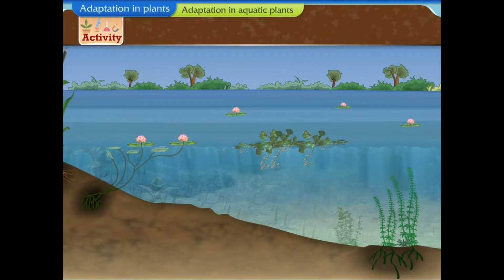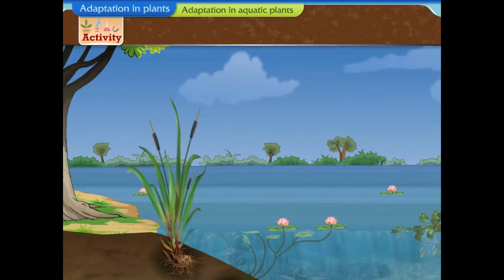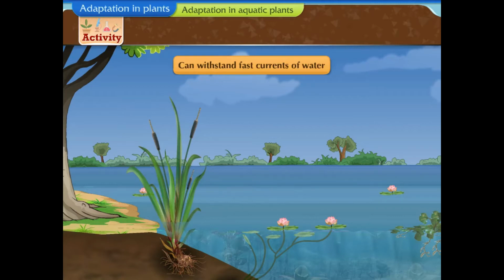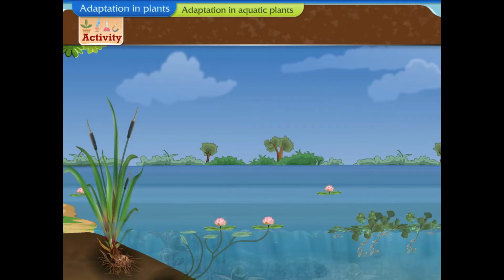Most of the aquatic plants on their leaves and stems have a thin waxy layer. Leaves of some plants are slender, thin like a ribbon. This helps them to withstand fast currents of water. The air spaces in the stems and petioles help the aquatic plants to float on water. Come, now let us answer some questions.